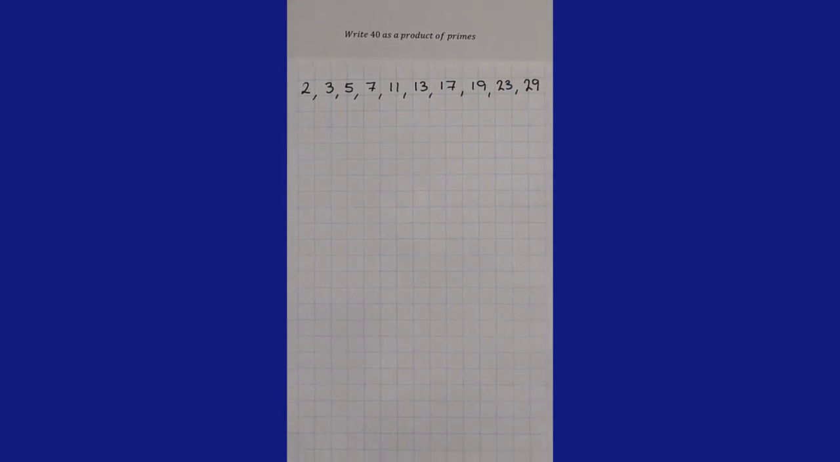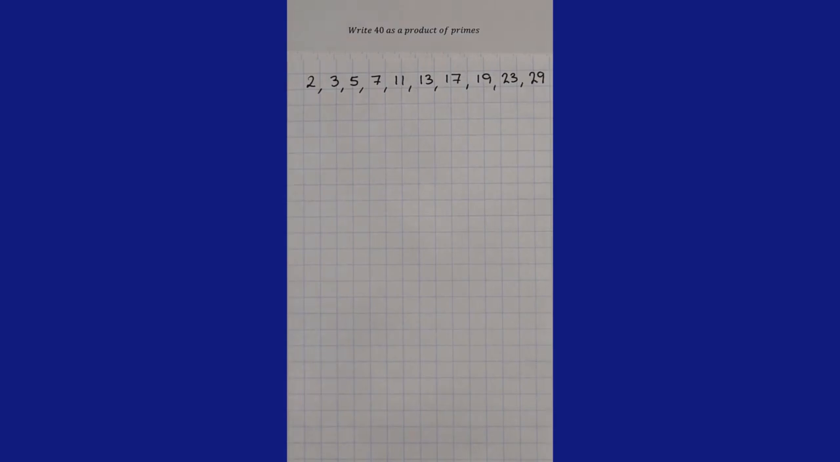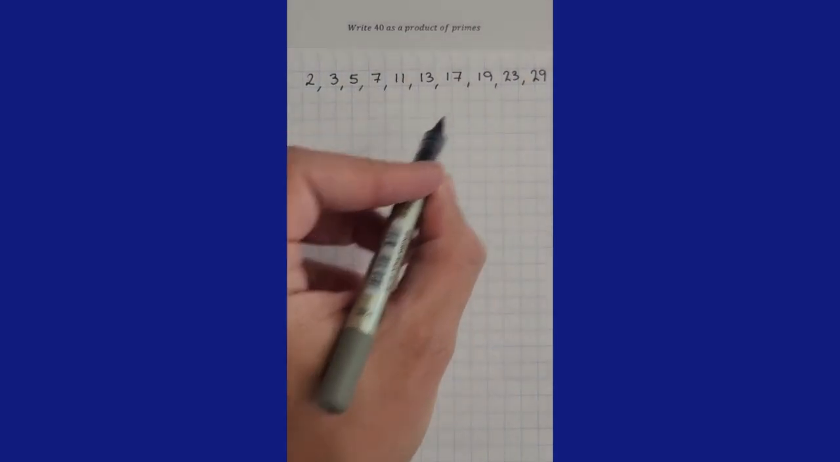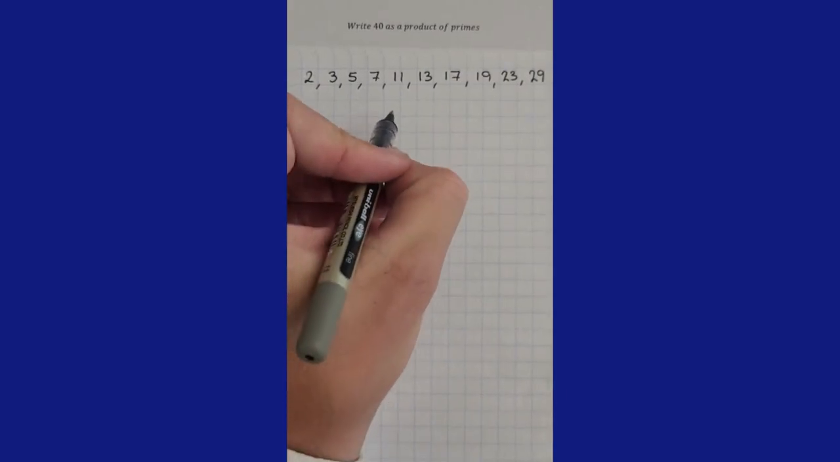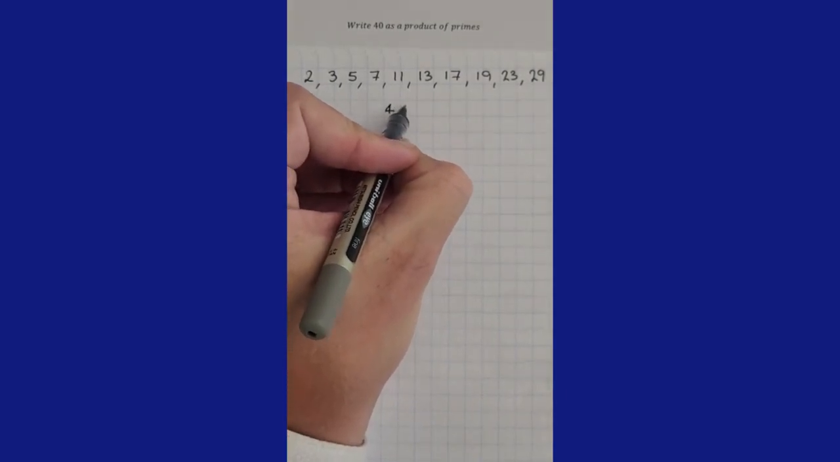We'll use those to help us with a set of examples. So let's have a look at our first question. It'll be a nice simple one to start with: write 40 as a product of primes. Product means multiply and primes means the prime numbers. I'm going to keep the prime numbers up here for the first couple, as it's going to help us. I've got the number 40.